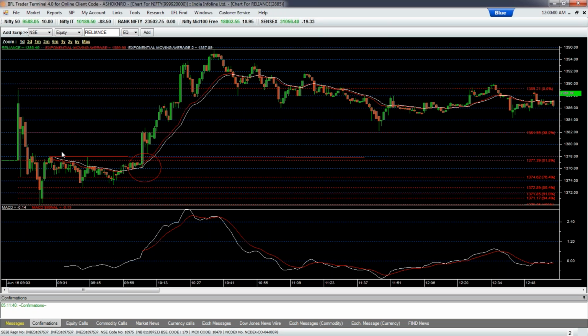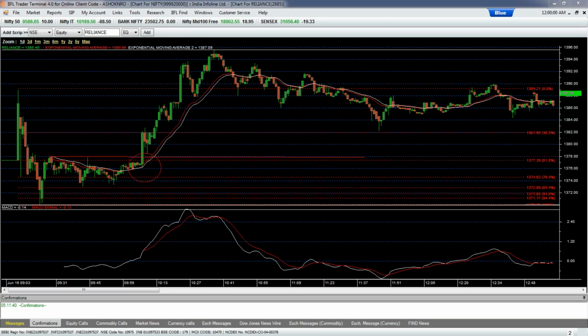So this is a clear resistance which has played here, here, here. When it is breaking this resistance zone, what I will expect is it has to be with momentum. When the resistance is broken, there is a big chance that the market may reverse that up move, and it can fall further.